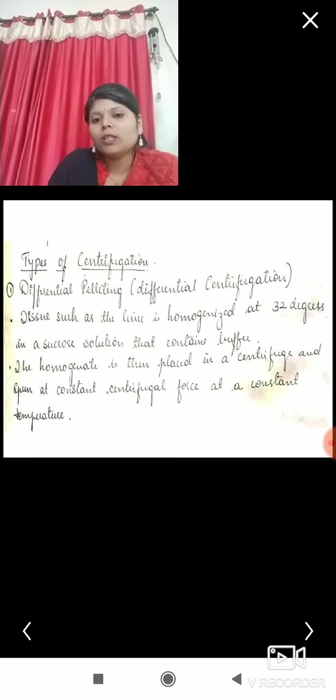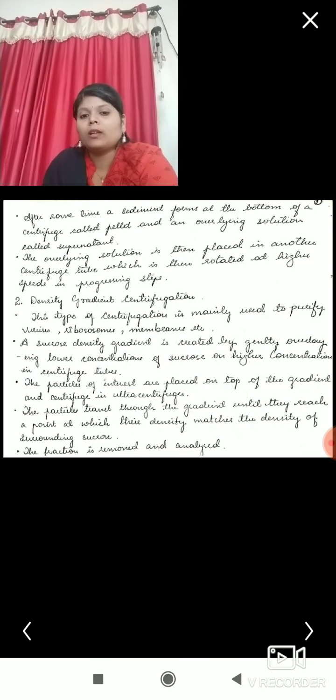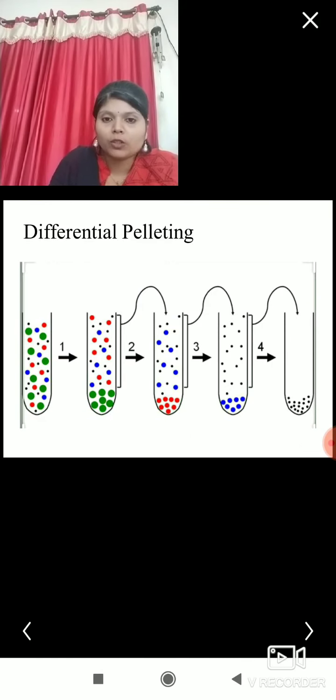The homogenate is then placed in a centrifuge and spun at constant centrifugal force at a constant temperature. Then you can see that after some time there is a sediment formation at the bottom of the centrifuge tube called the pellet, and overlying the solution is the supernatant. So the complete separation is going like this, as the picture is showing.